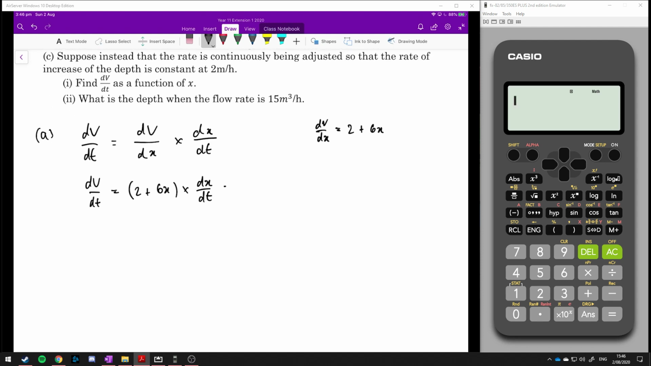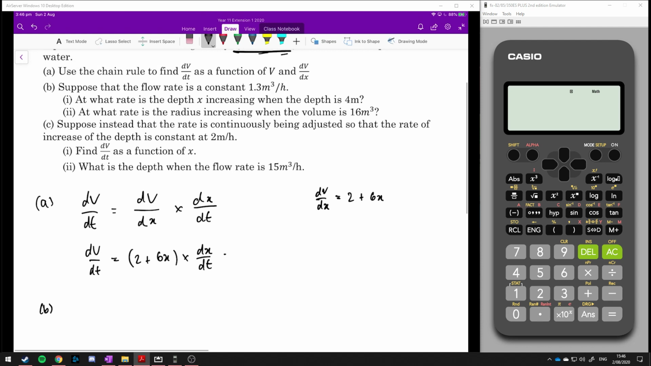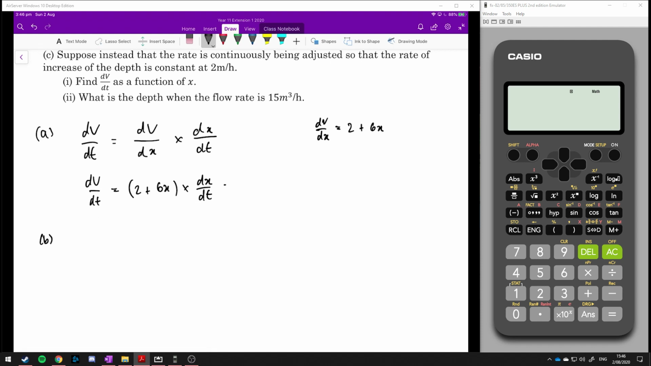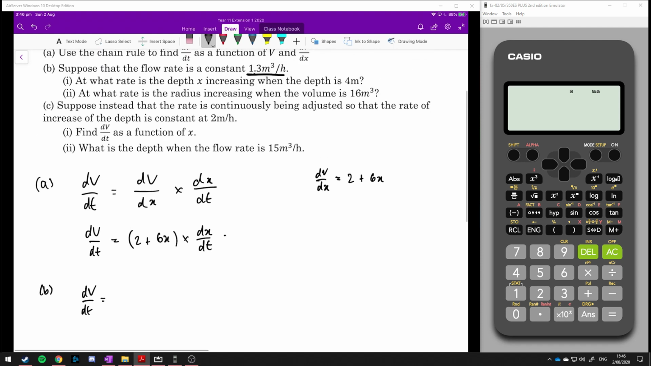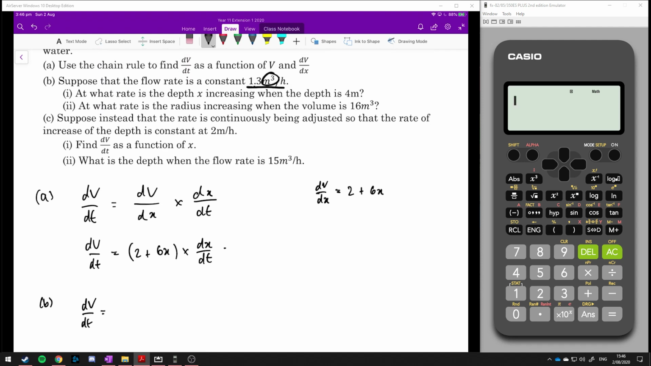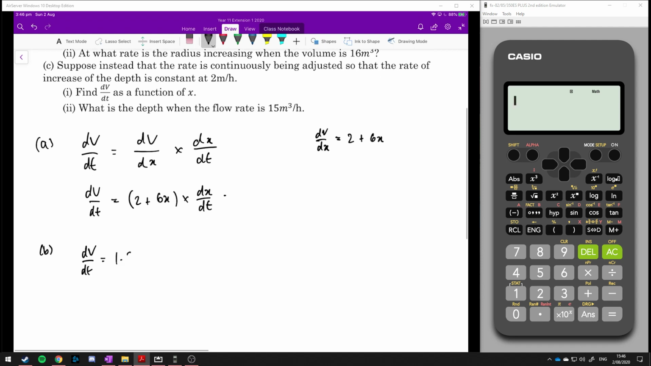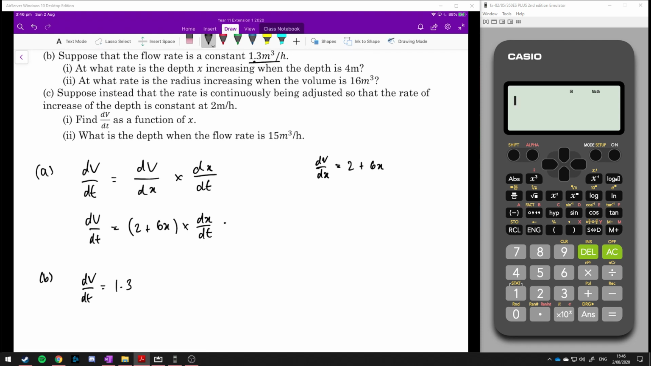So part B. Now part B is going to get a bit trickier. We are supposing that the flow rate is a constant 1.3 meters cubed per hour. So that's the rate of the volume with respect to time. Meters cubed is a volume, with respect to time, hours. So dV/dt is equal to 1.3. What we're asked to do is find at what rate the depth x is increasing when the depth is 4 meters.